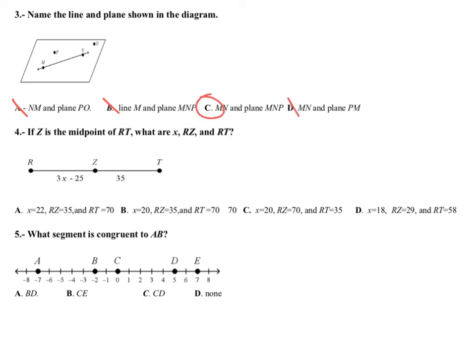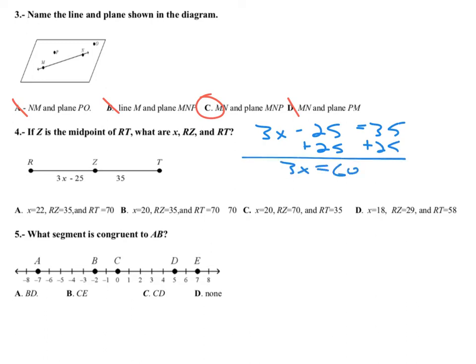Okay. And what is, if Z is the midpoint, then what are XR, RZ, and RT? So what you need to be doing here, you need to say, well, if this is exactly the midpoint, then we know this is equal to this, and we can write 3x minus 25 is equal to 35, and we then solve for x. Shortening my answers down here to x equals 20.